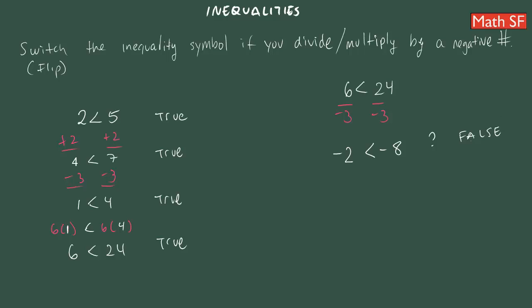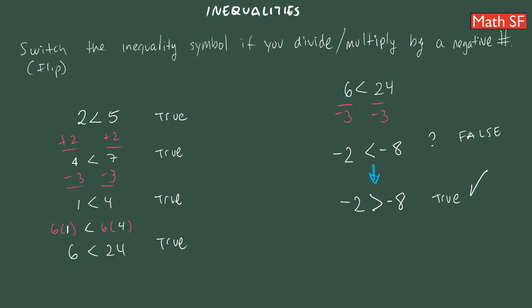So what we need to do to maintain our statement being true, we must switch the sign. Instead of having a less than, we're going to have to write a greater than. Negative 2 is greater than negative 8, and that statement is true. The same will happen if you multiply by a negative number.